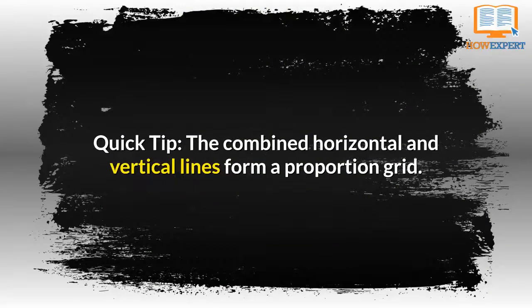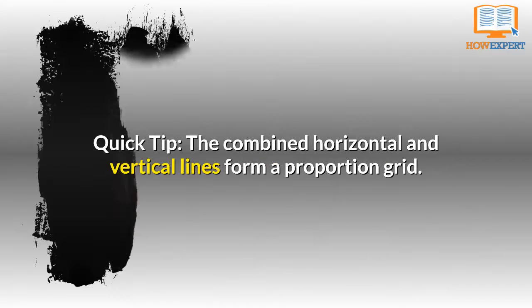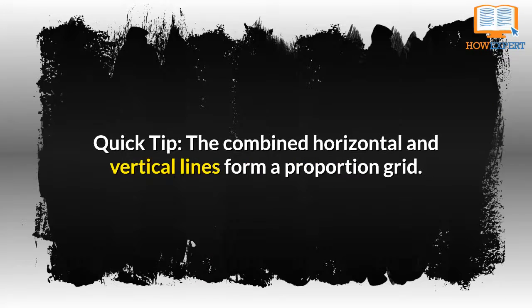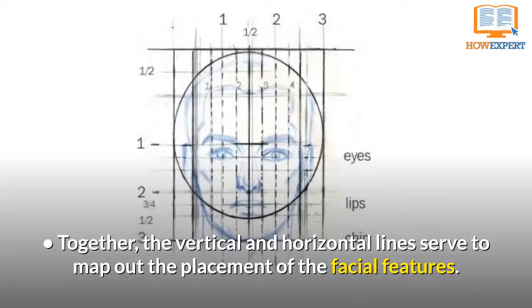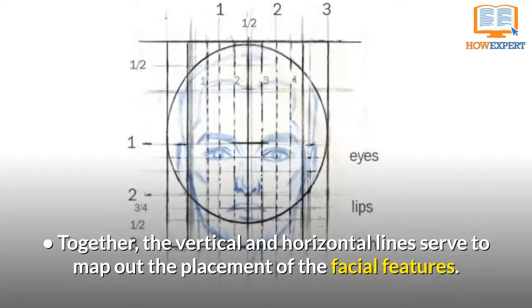Quick tip: the combined horizontal and vertical lines form a proportion grid. Together, the vertical and horizontal lines serve to map out the placement of the facial features.